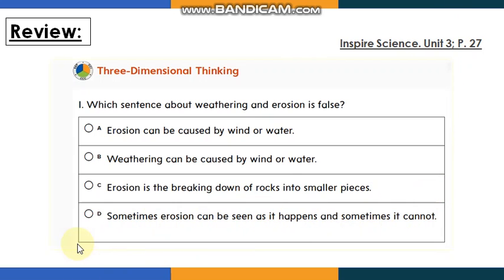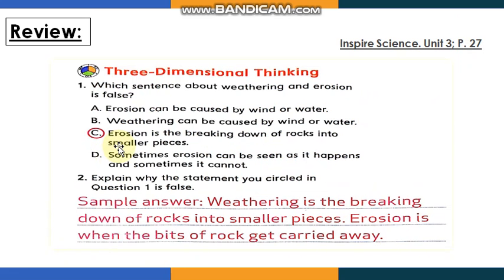Yes, it's correct. Sometimes erosion can be seen as it happens and sometimes it can't. Yeah, sometimes we can see it and sometimes we can't see it. So the answer is C. Can you explain to us why it's false? Weathering is the breaking down of rocks into smaller pieces, not erosion.